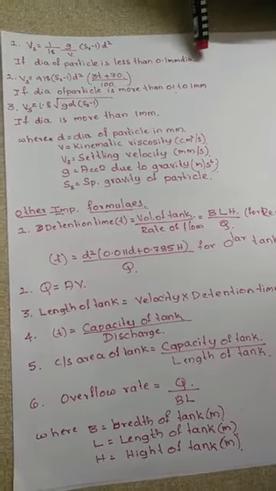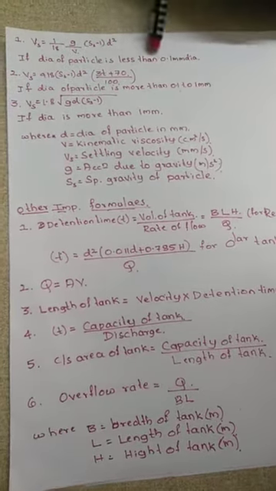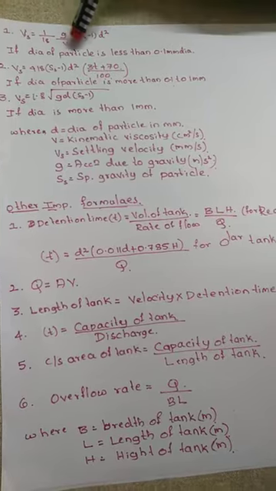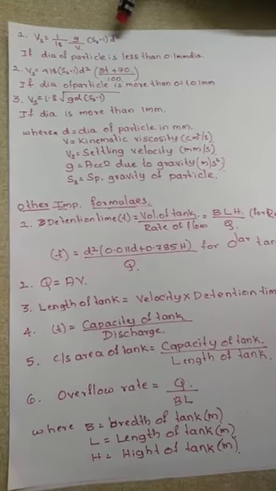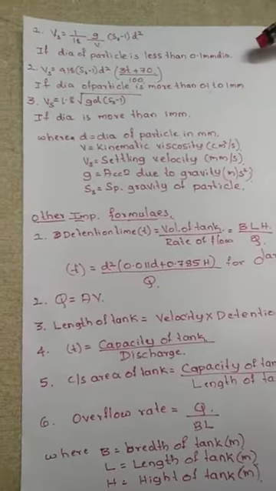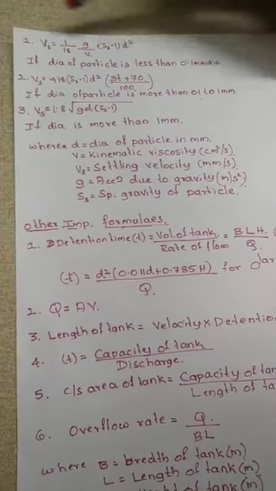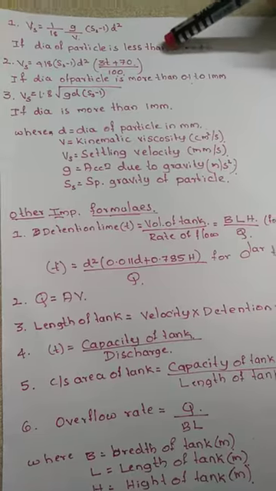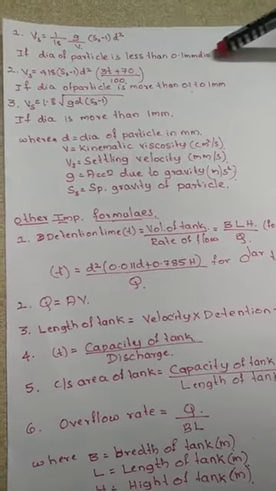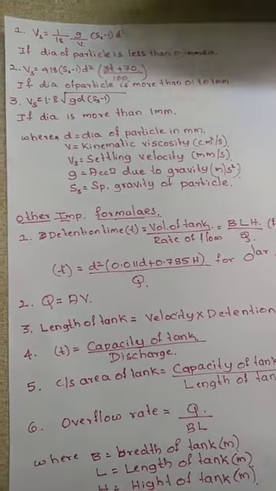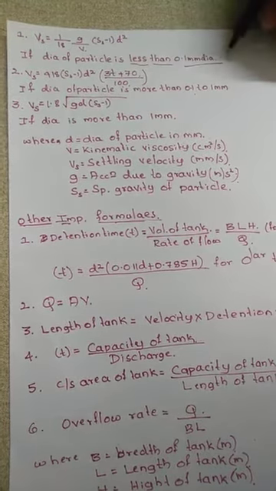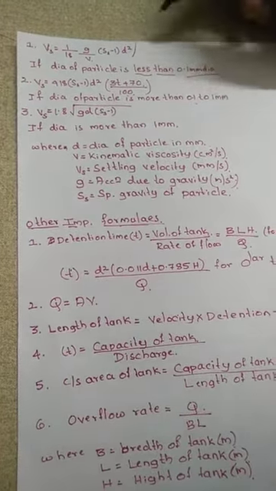For the first one, if the diameter of the suspended particle is less than 0.1 mm, we are going to use this formula: Vs equals 1 divided by 18 into G divided by V into (Ss minus 1) into D square. Remember, less than 0.1 mm dia is very important when we are going to use this equation.